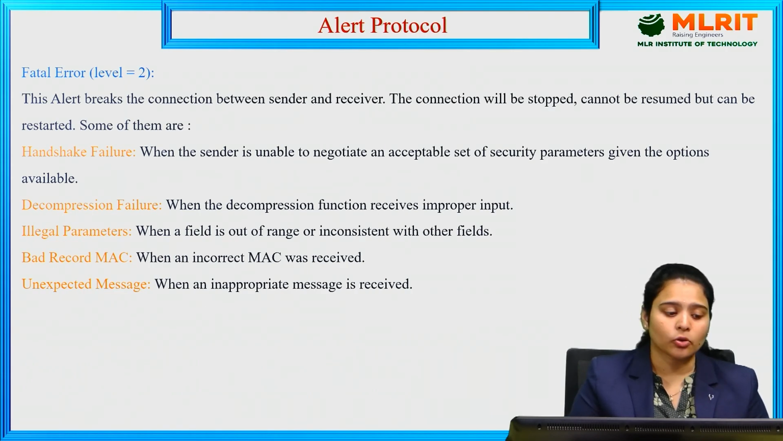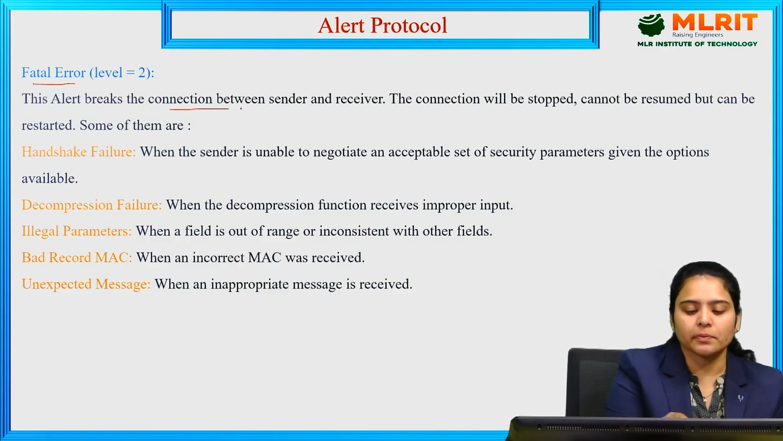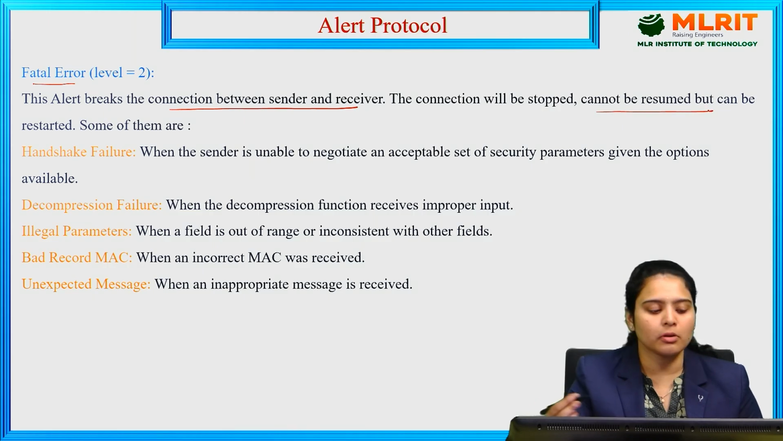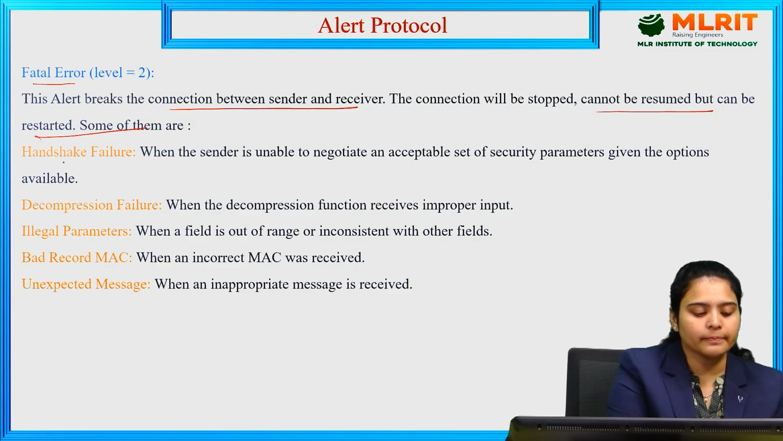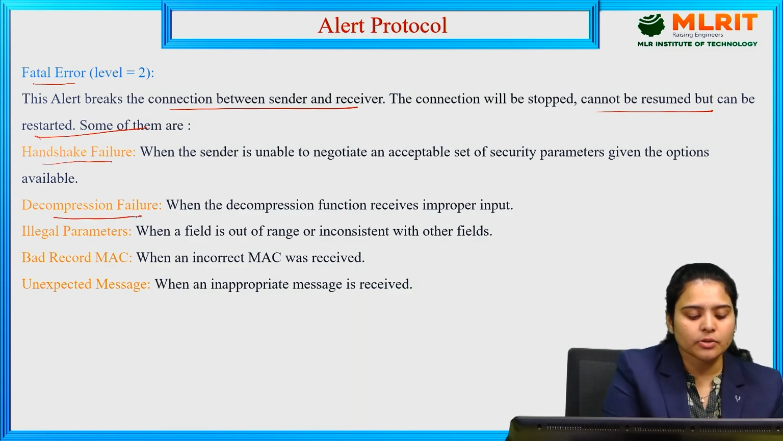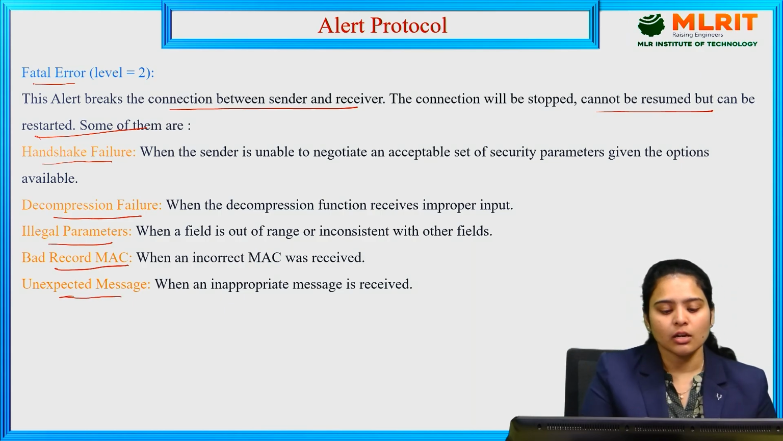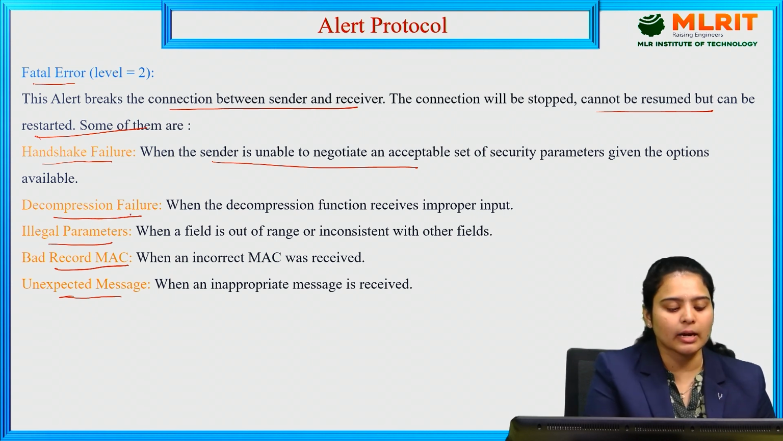The next in the alert protocol, level equals 2, contains fatal errors, meaning the alert breaks the connection between the sender and the receiver. Alert break means the connection is stopped and cannot be resumed but can be restarted. Some of them are handshake failure, decompression failure, illegal parameters, bad record MAC, and unexpected message. In handshake failure, the sender is unable to negotiate an acceptable set of security parameters from the options given. Next is decompression failure.